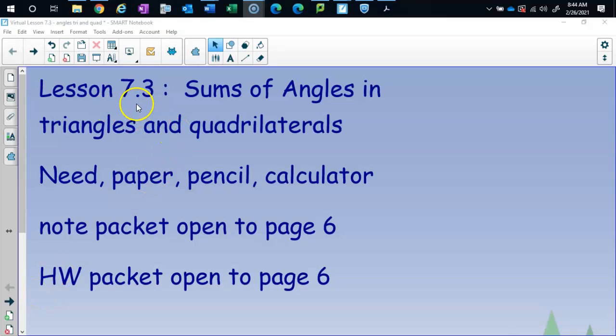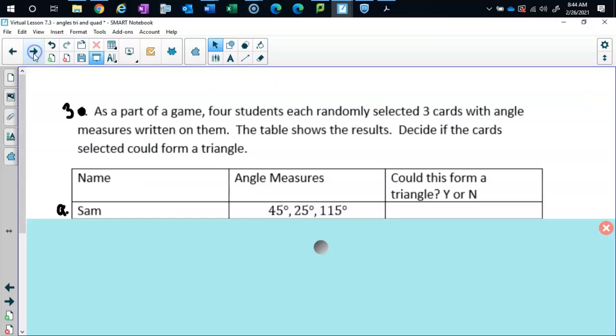All right, guys, today's lesson is 7.3, sums of angles in triangles and quadrilaterals. We've already done a lot of triangles, but we're adding quadrilaterals to it. Today you need paper, pencil, and calculator, along with your note packet open to page 6 and your homework packet open to page 6. Okay, we're going to do some warm-up right now.